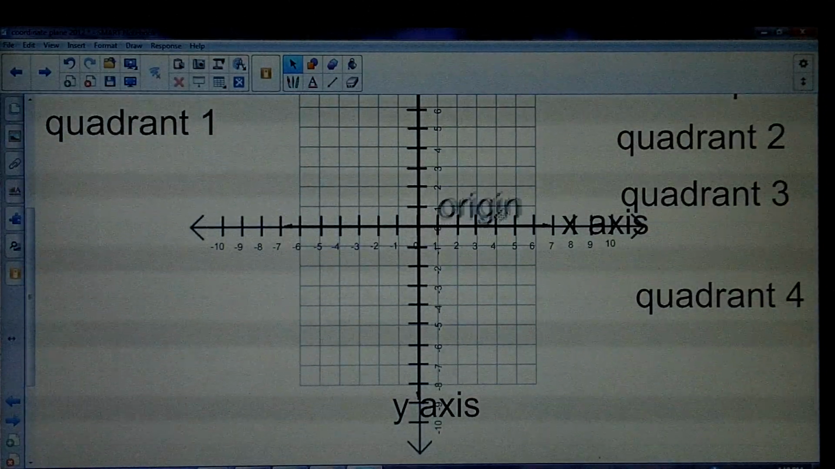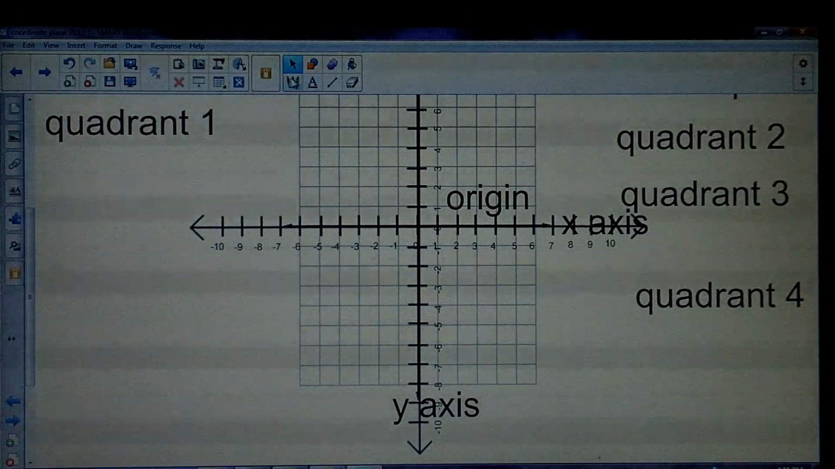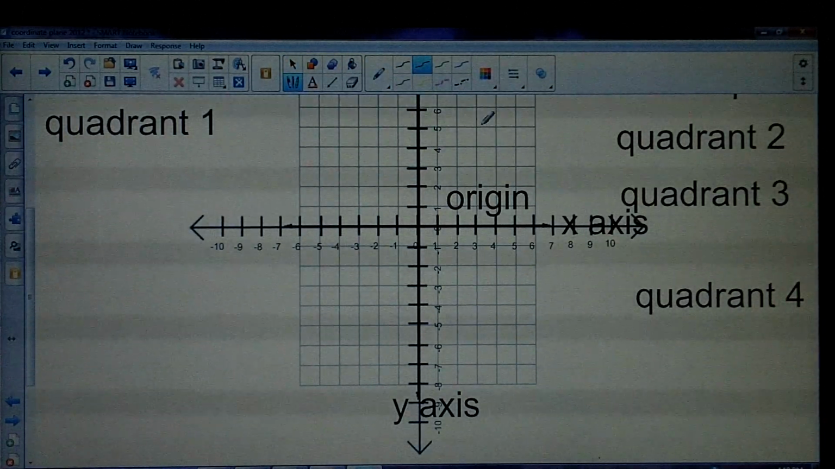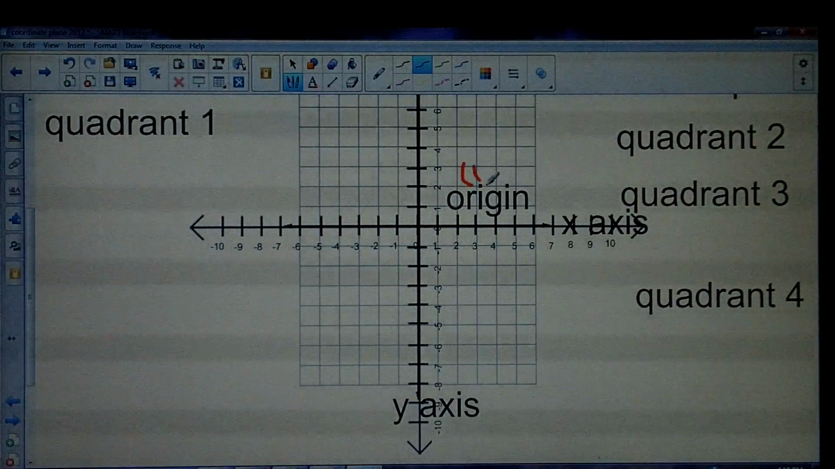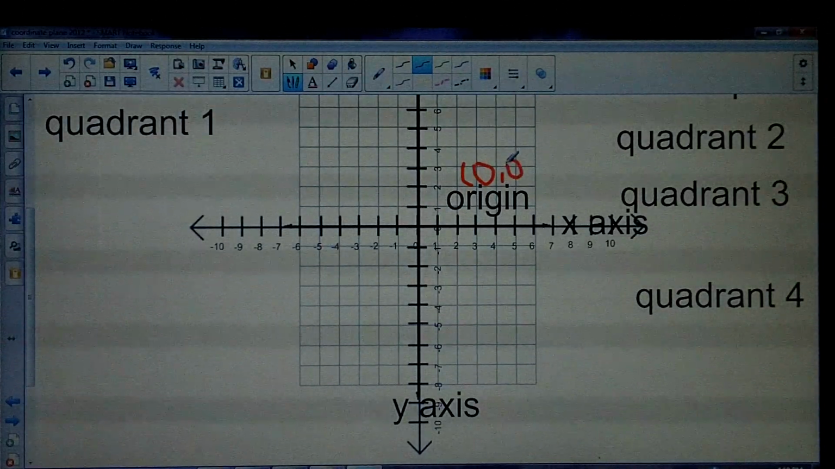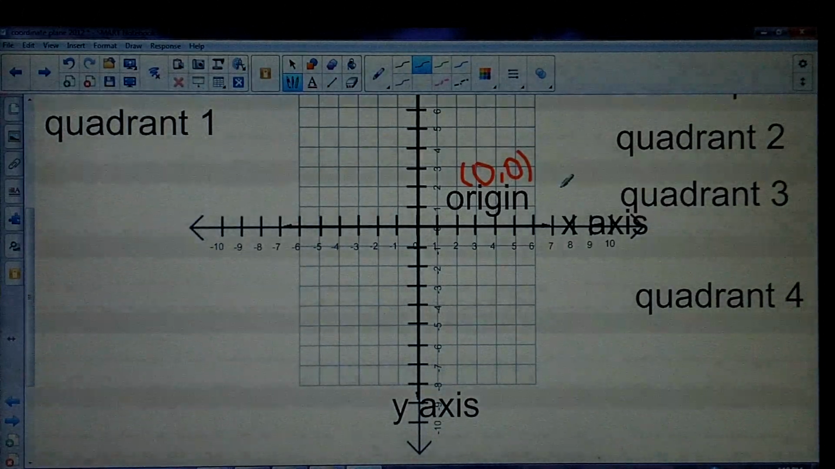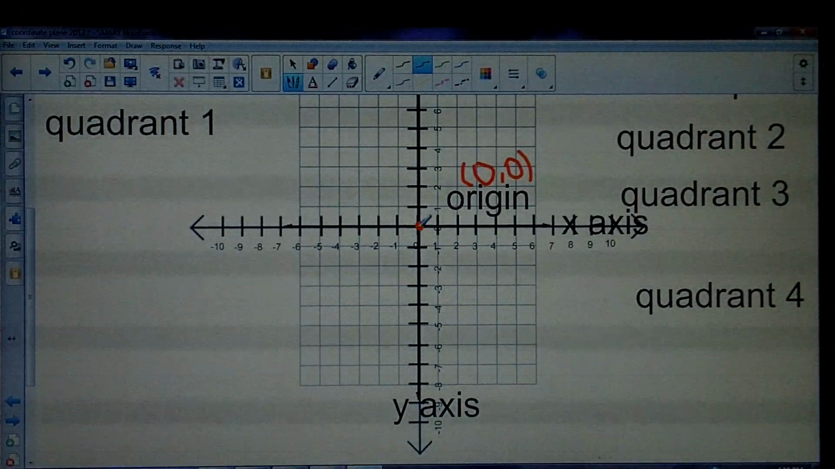In the middle, where x is 0 and y is 0, that's called the origin. And that's going to be very important for us today. So I'm going to write the word origin, and then we're going to put (0, 0). Notice I have a parenthesis, number, comma, another number, parenthesis. And that is this point right here.